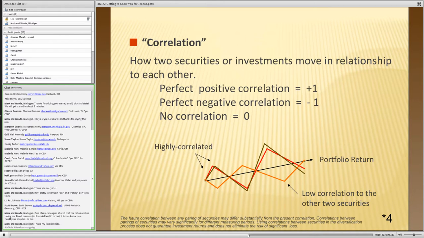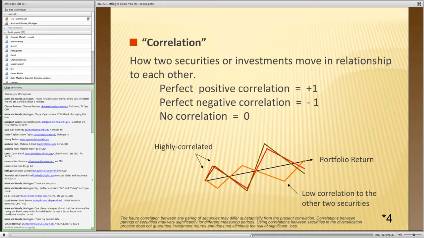Now, the academic wonks have come up with the idea that securities that are perfectly matched have a positive correlation of +1. Perfectly negative correlations would be a -1. And when we can't explain the movement of one relative to another, there's a 0 correlation. And of course, we have all of the degrees in between.